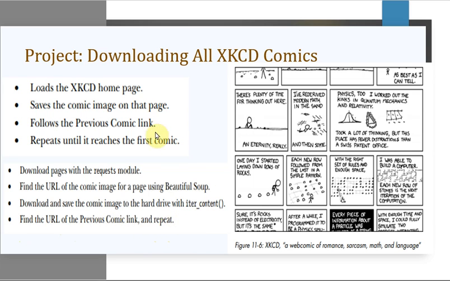Repeat in the sense that you are going to repeat the process: go to the previous post, and in that previous post extract only the image part and save it on your hard drive. Like this it will be repeated until you reach the first comic, or if you are speaking about a blog, until you reach the first post of that particular blog. Here, until you reach the first comic on this particular page. Okay, so how to do that we will see.